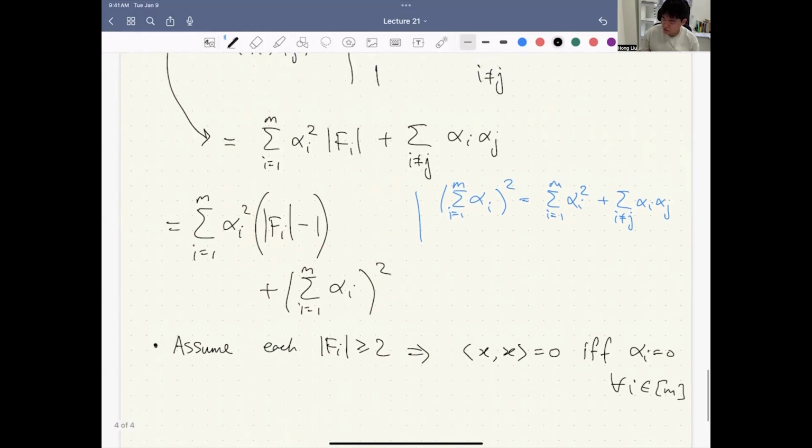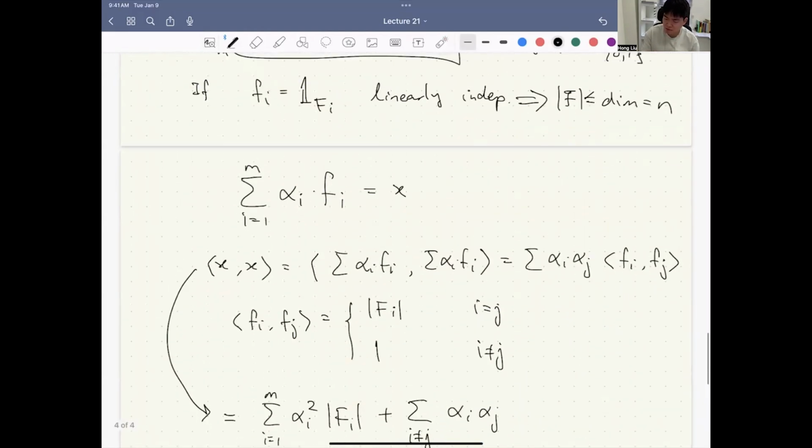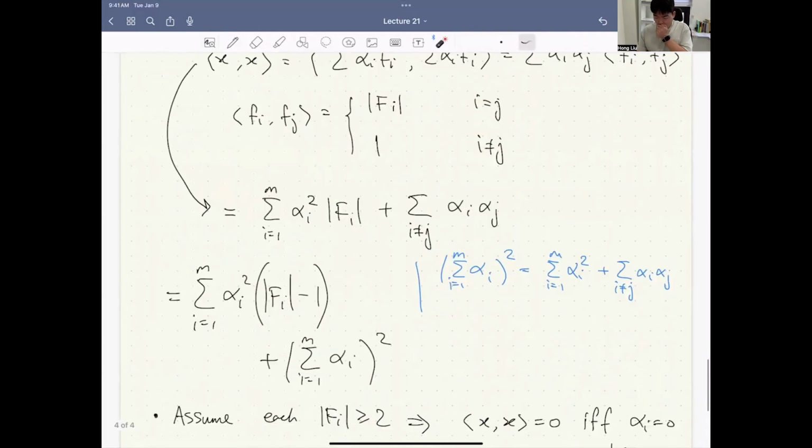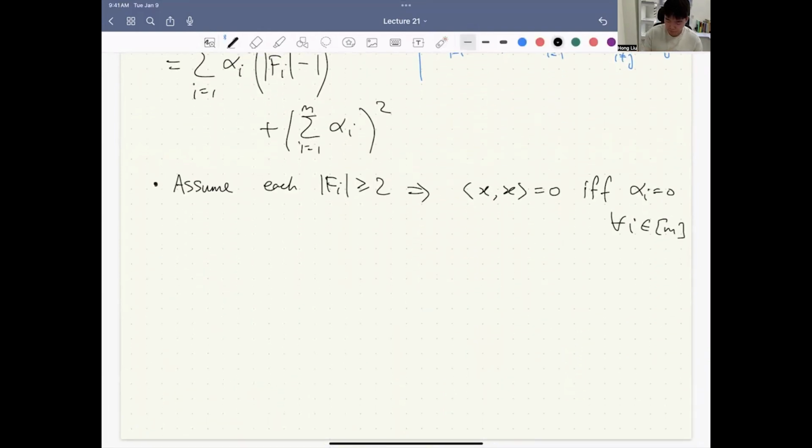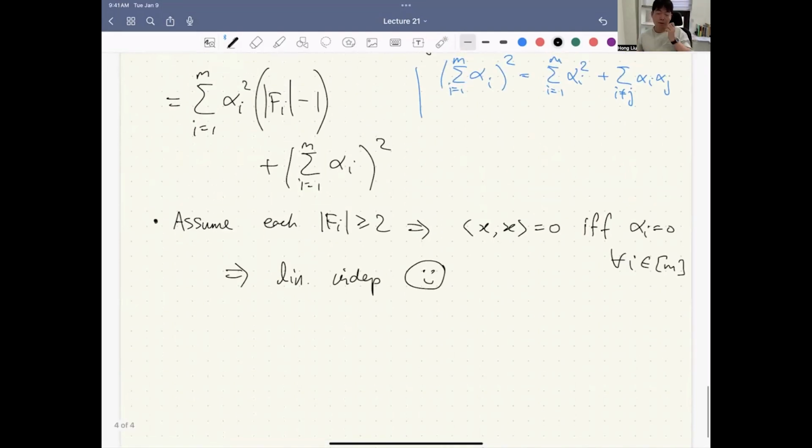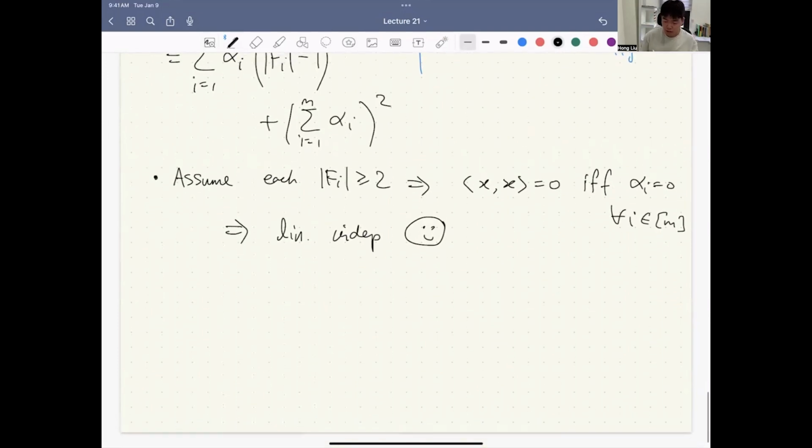What does it mean? There's no linear dependence, basically. If this is equal to 0, all alpha i must be 0. Linear independence. And we are happy. That's what we want to prove. So what happens when some f_i is 1? That's also easy.